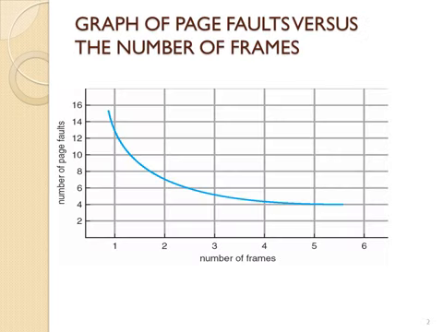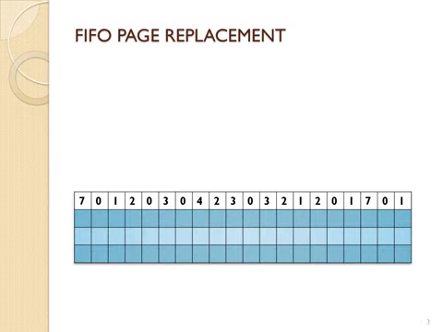So let's just take a look at this graph of the number of page faults. When you increase the number of frames, you're going to decrease the number of page faults, but eventually you can give more frames and it's not going to really make a difference in the number of page faults. So let's do a page replacement algorithm here.